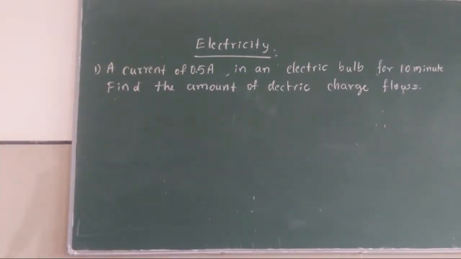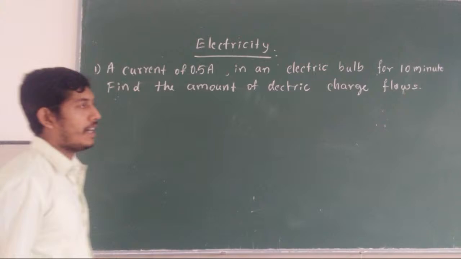Just read the question. Here, a current of 0.5 ampere flows in an electric bulb for 10 minutes. Find the amount of electric charge.